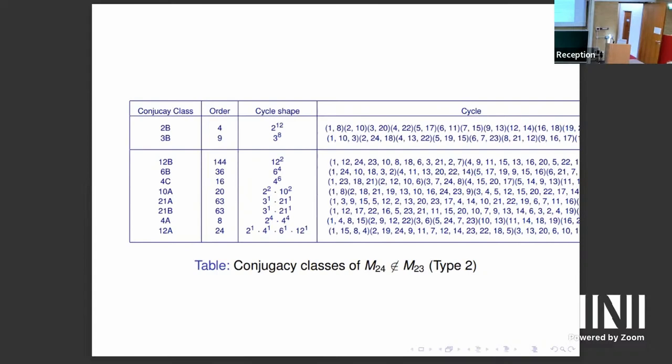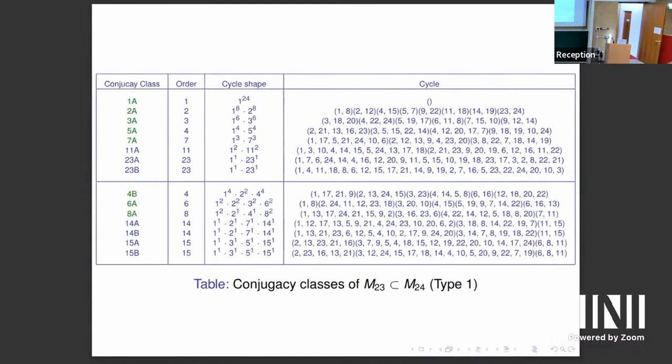Preserving automorphisms for an actual subgroup of it. So we'll be mostly in this, because we have explicit expressions for all of these, actually. So that is not the full M24, small.